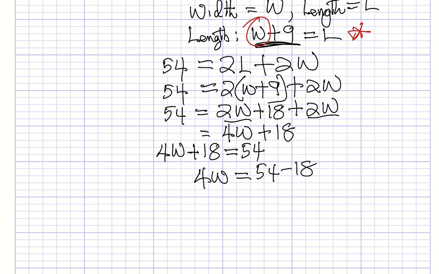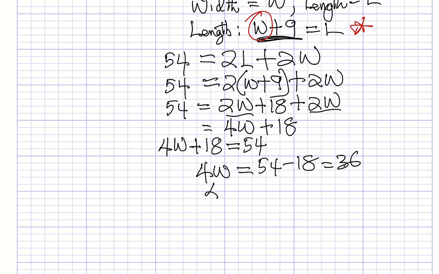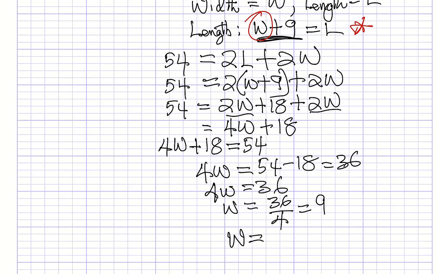So 54 minus 18 is what? I hope you're seeing what I'm doing. Don't be sidetracked, don't get confused. That's 36, okay? And so we got 4W equals 36. That's all. So we will say W is equal to 36 over 4. 36 divided by 4, you get 9. So the width is 9.